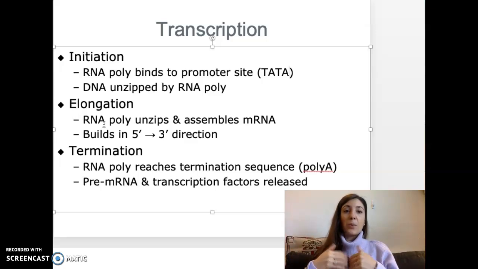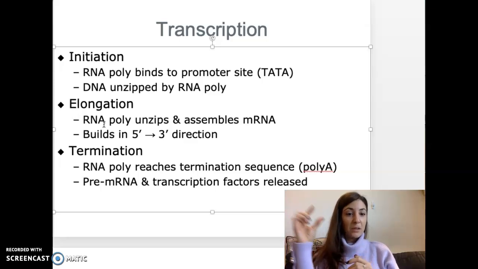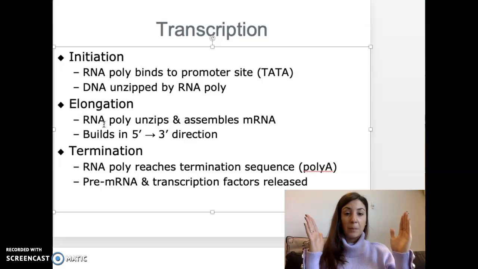It's important to pause along the way and think about what is getting unzipped. When we think about DNA, what types of bonds are holding the two strands together? Now we're talking about hydrogen bonds. We said phosphodiester bonds hold the nucleotides together in the backbone, but between the two strands, we have hydrogen bonds. So RNA polymerase is going to hydrolyze those. It's going to break the hydrogen bonds.